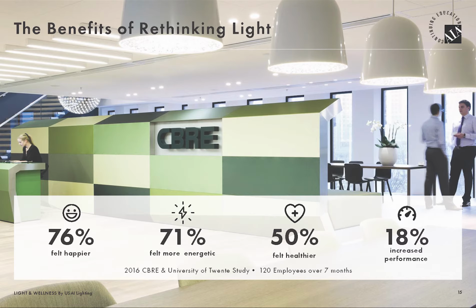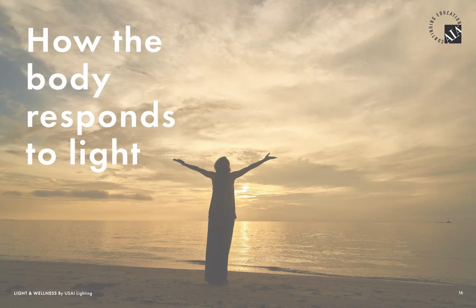71% felt more energetic. 50% felt healthier. And for the people that care about the analytics and the metrics, there was also an 18% measured increase in employee performance. It made a huge difference. But in order to take advantage of these benefits, first we need to understand why natural daylight provides circadian entrainment, but typical artificial lighting does not.